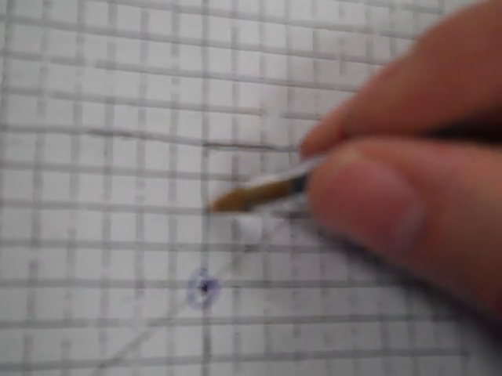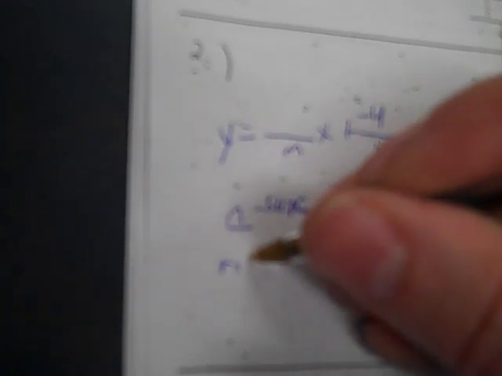Number 2, same thing. y equals mx plus b. So m is the slope, and b is the y-intercept. So on the y-axis, right here, -1, 2, 3, 4. So -4 is your y-intercept. Then slope, rise over run.